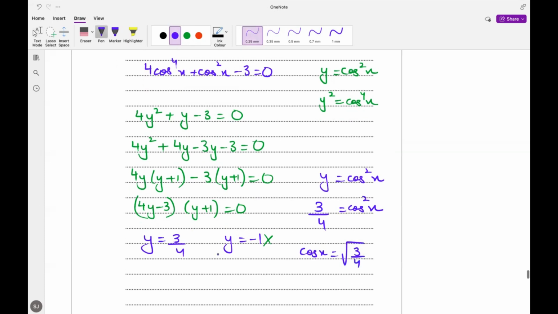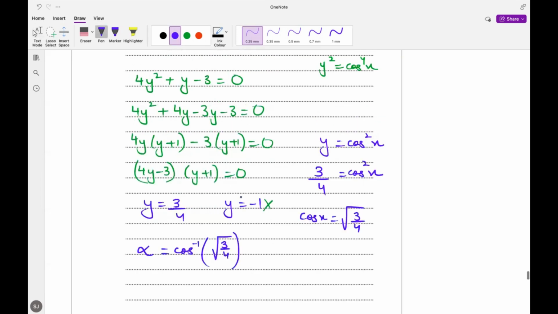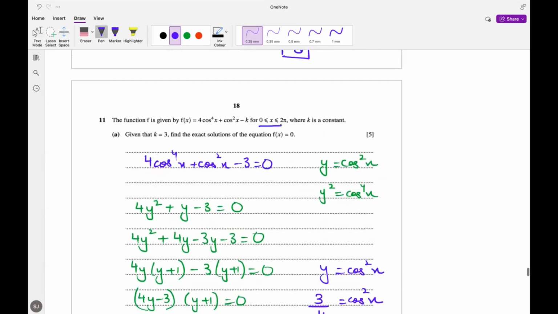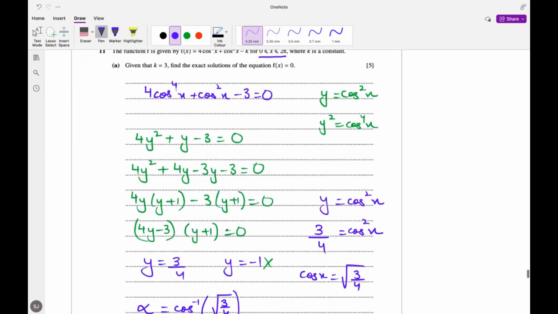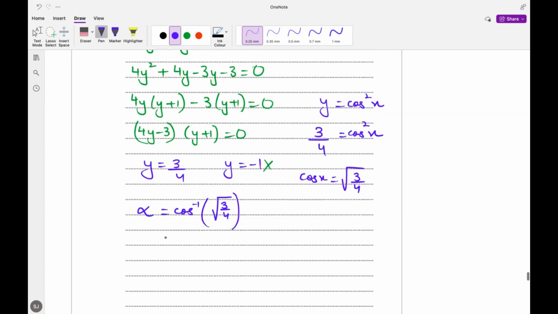Now taking cos inverse in our calculators to get the basic angle, the basic angle will be cos inverse of square root of 3 upon 4. Now keeping in mind that the x values were given from 0 to 2 pi, we'll have to keep our calculators in the radian mode. So cos inverse of root 3 upon 4 will be equal to pi upon 6 in our calculators.